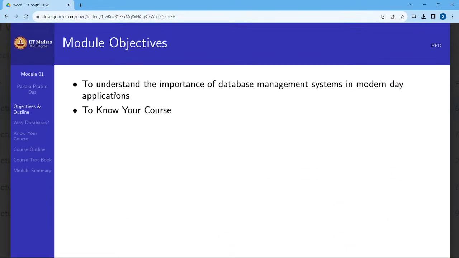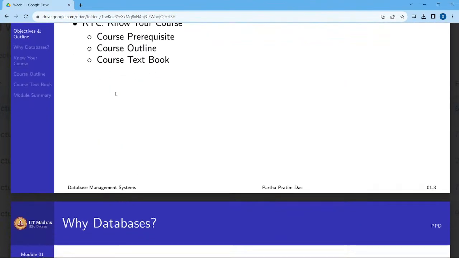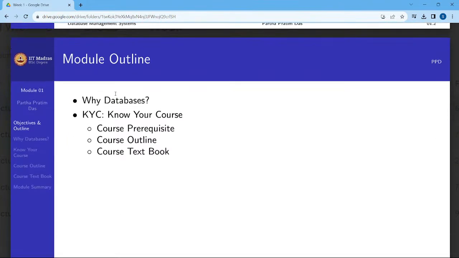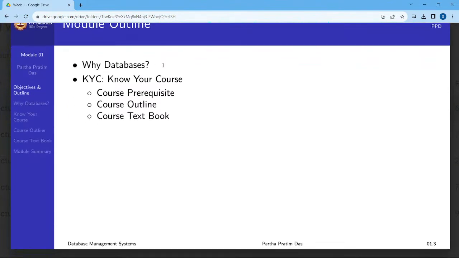So let's start. In this module, we would learn why we use a database and what KYC is. Okay, so KYC, course prerequisites, course outline, textbook.